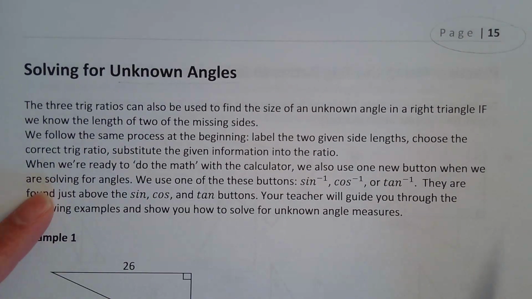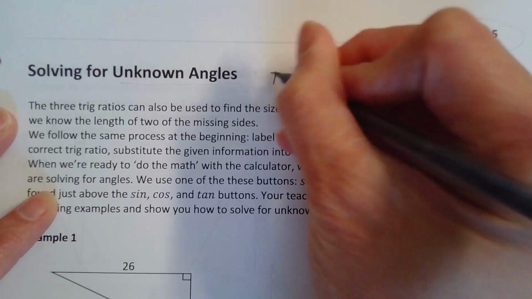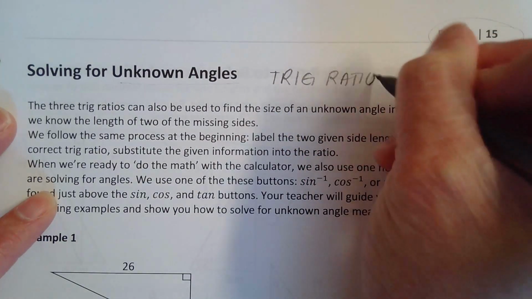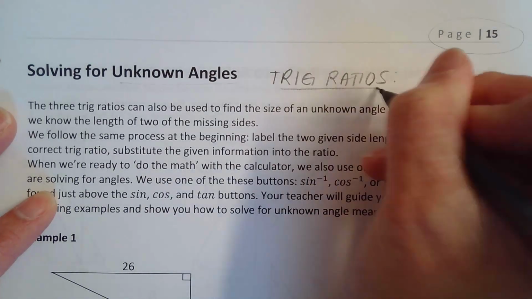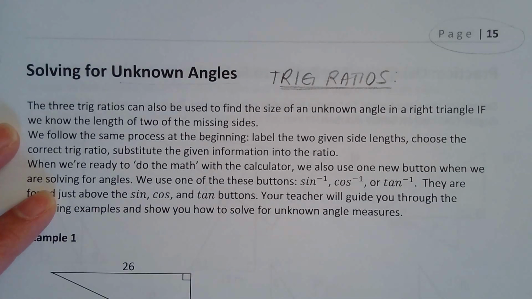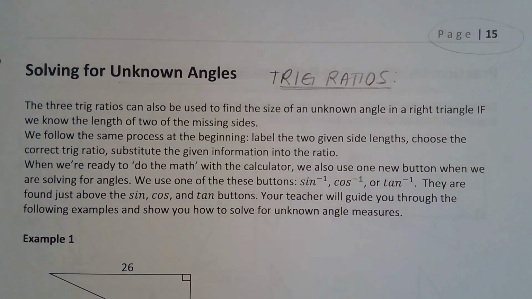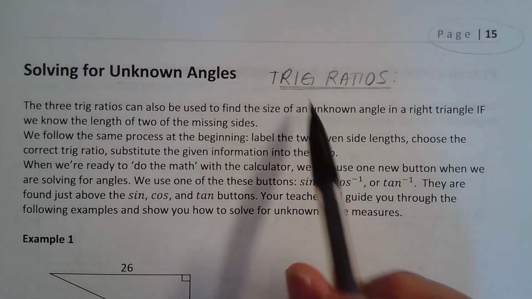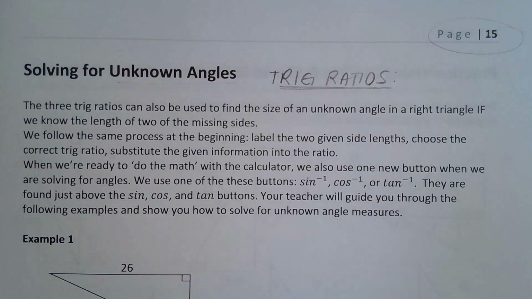We are going to use the trig ratios. Okay, just to refresh our memory, the three trig ratios that we're using are sine, cosine, and tangent ratios. And so usually the question that I get asked is, when do I use a trig ratio? When do I use the sine, cosine, and tangent ratio?